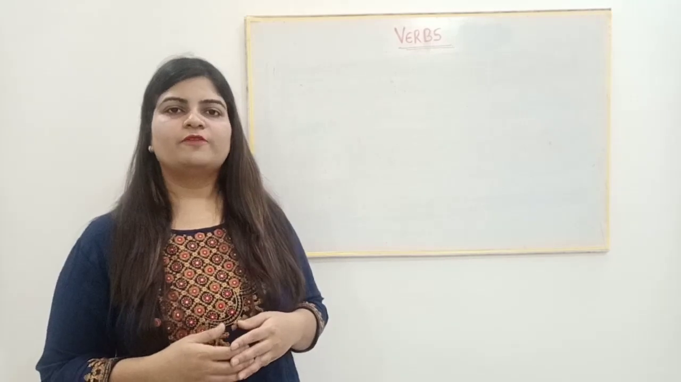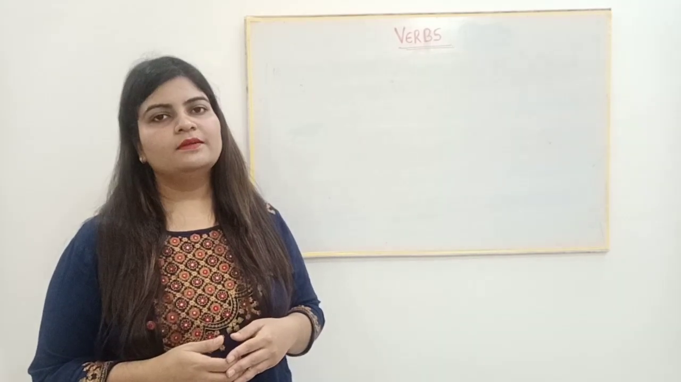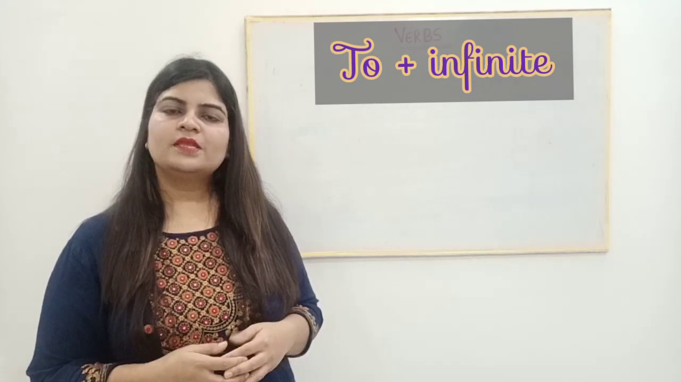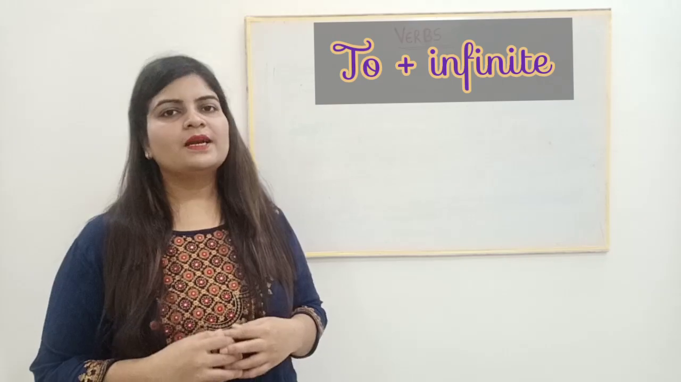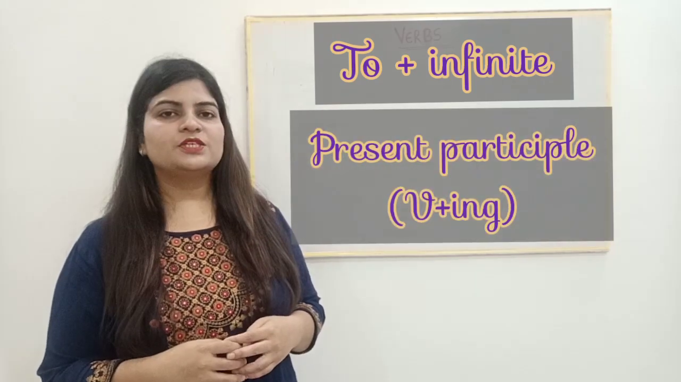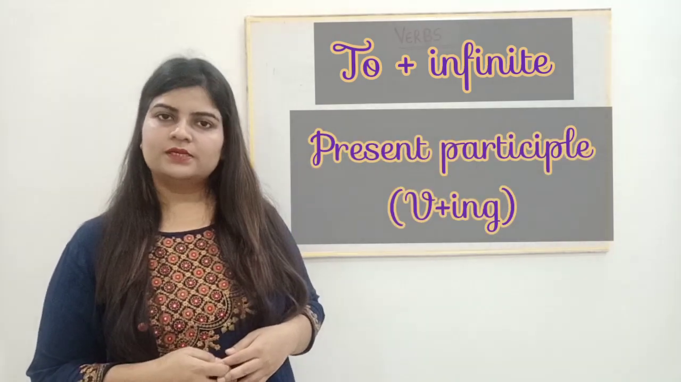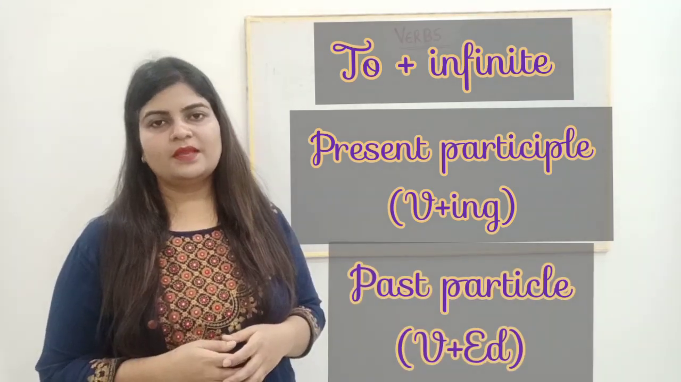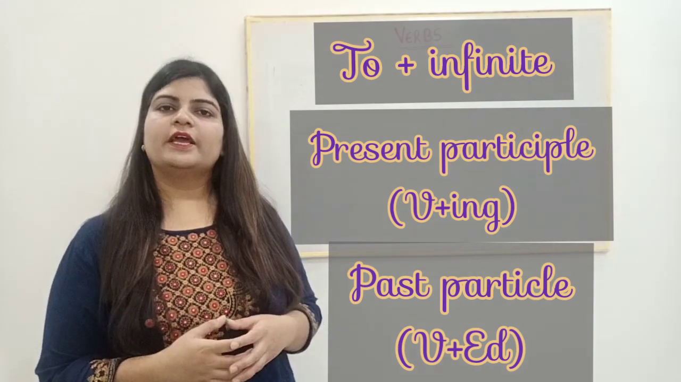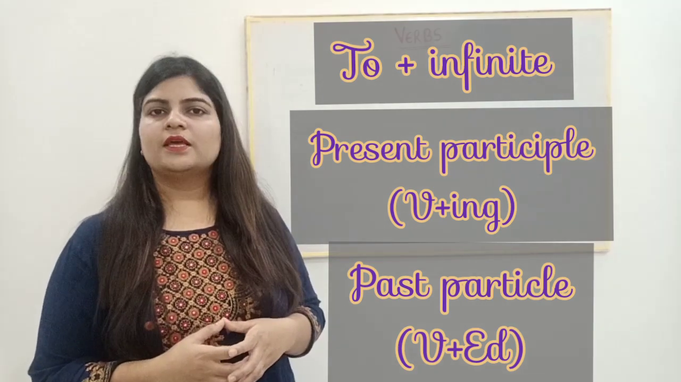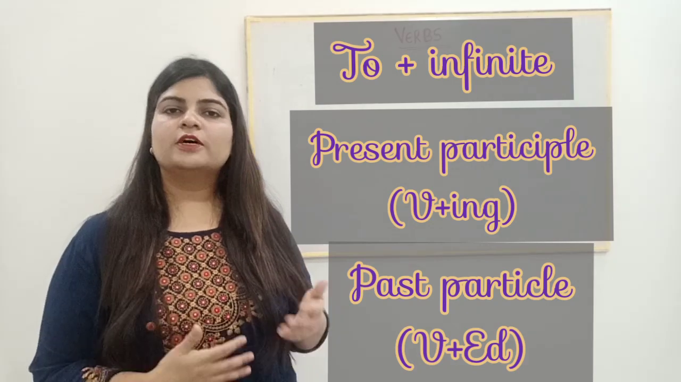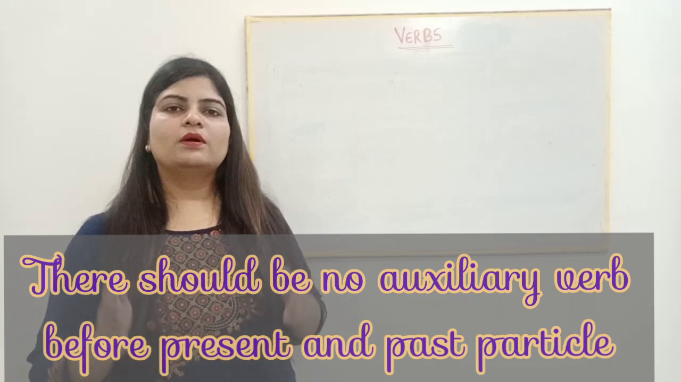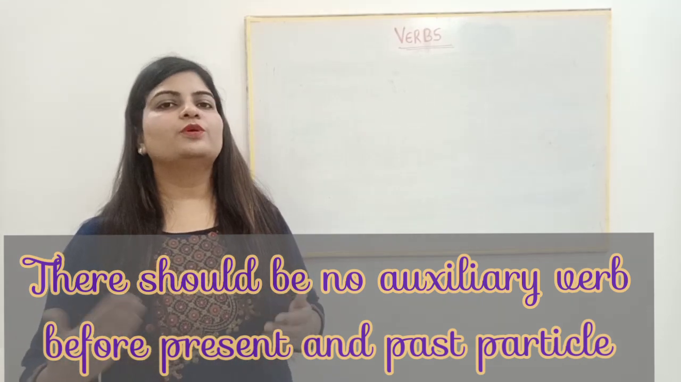Also there are three forms of infinite verbs, which are to plus infinitive, that means to plus verb. The second form is the present participle of verb, that is ing, and the third form is past participle, that is ed form. But they will be considered infinitive verbs when there is no auxiliary verb before them. Okay? There should be no auxiliary verb, that is helping verb before them.